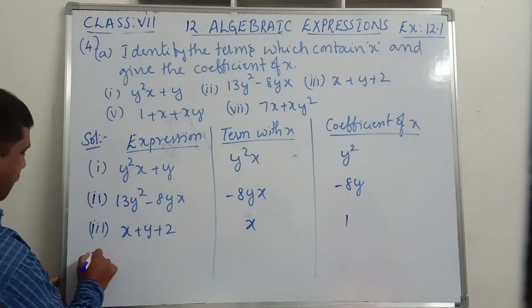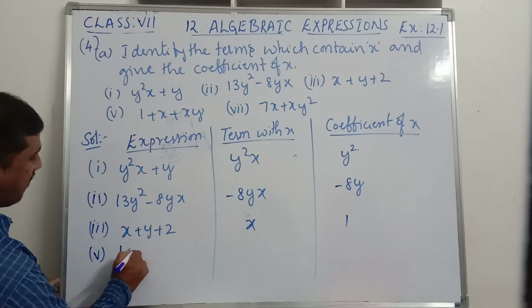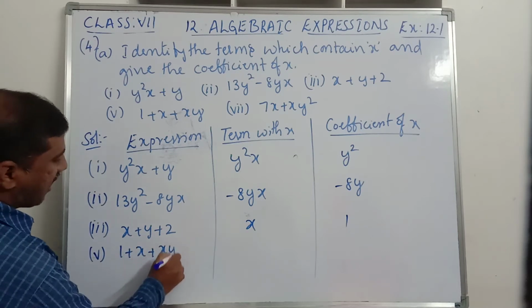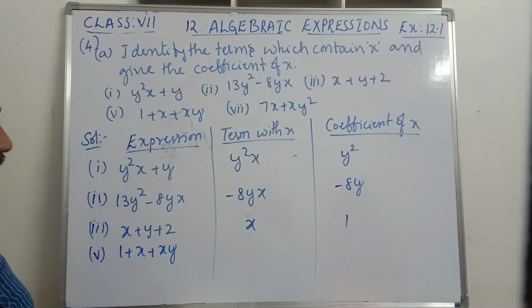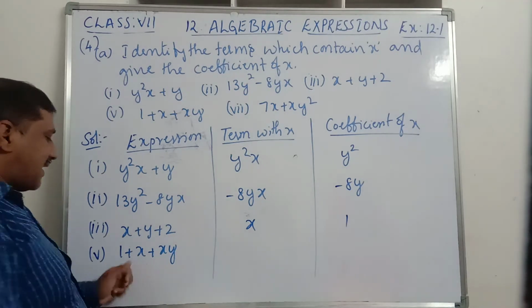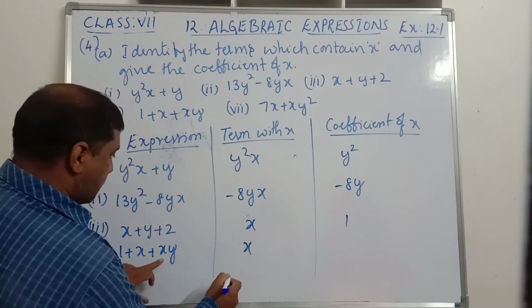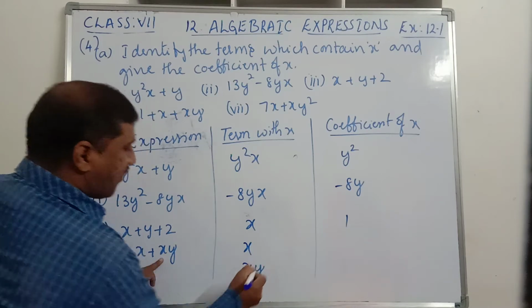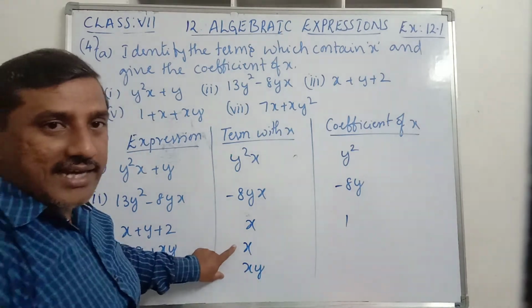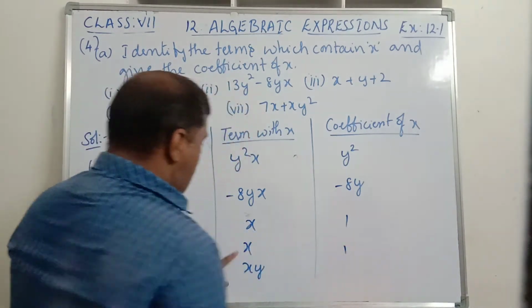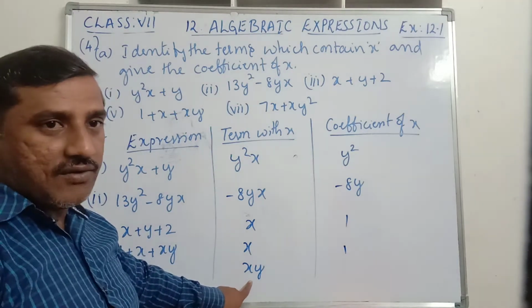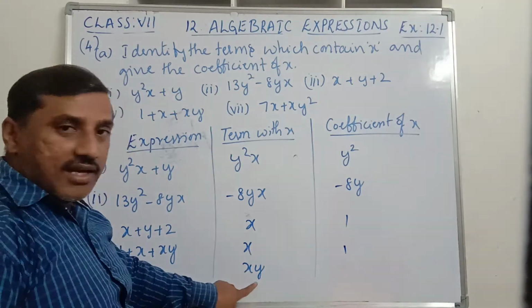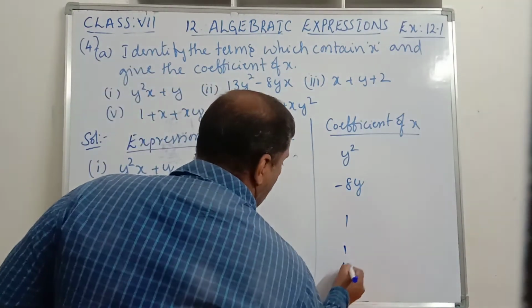Then again the fifth question here we have 1 plus x plus xy. Here two terms are there with x, that is x is one term, the other term is xy. So now what is the coefficient of x here? Yes, it is 1. And for xy, what is the coefficient of x? Other than x, what we have here is y. So it will be y.